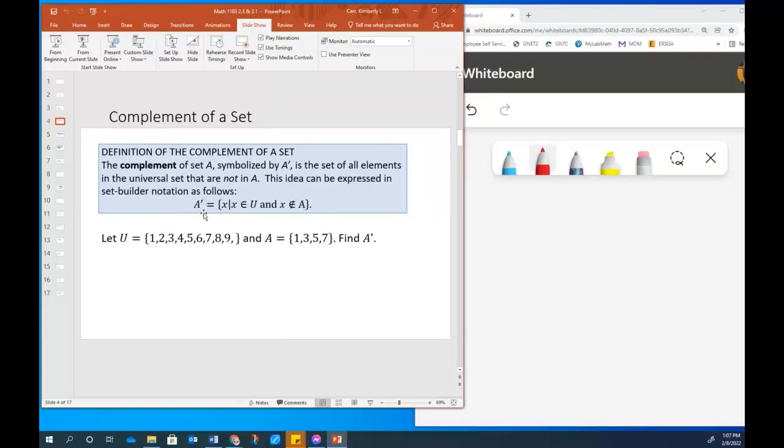And so we have a set builder notation. That little apostrophe that you see right after the A is essentially read as complement. So this means the complement of A is the set of all X, that straight line is such that, X is an element of the universal set and X is not an element, or not a member, of A.